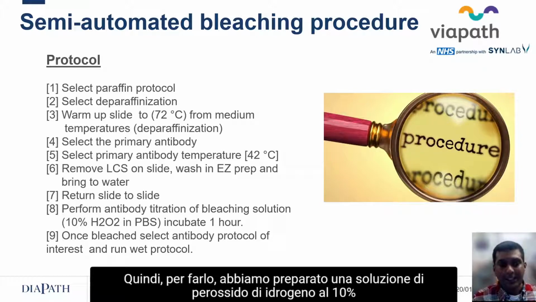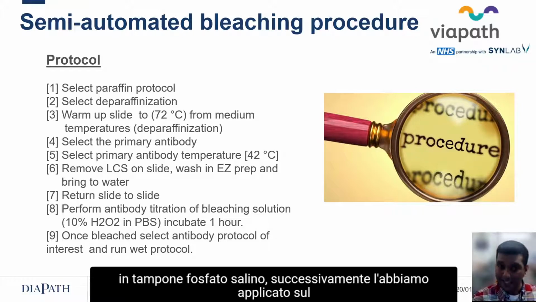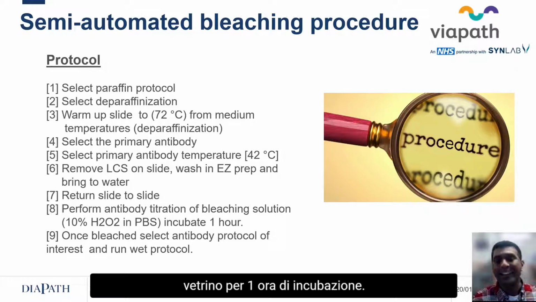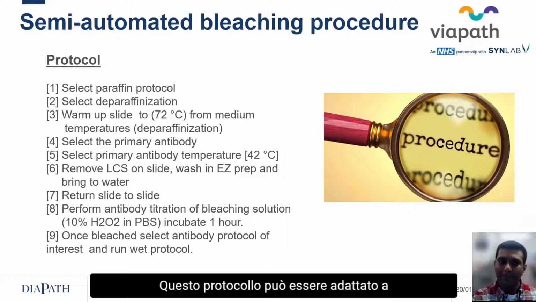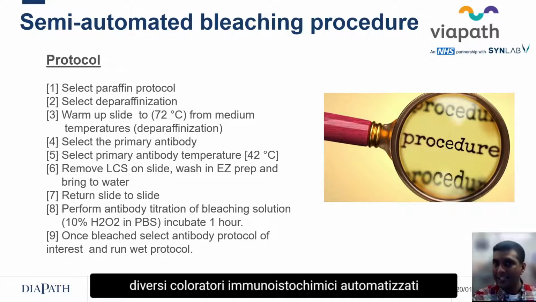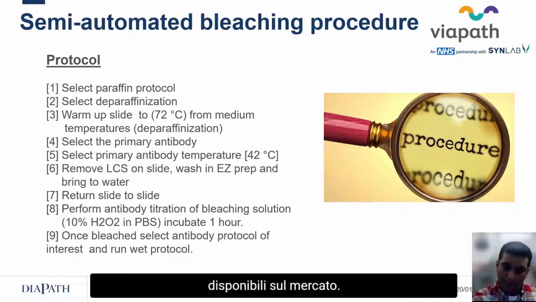So to do that, we made up 10% dilute hydrogen peroxide in phosphate buffered saline, and then we applied it onto the slide via titration and incubated it for 1 hour. And so this protocol can be adapted to a variety of different IHC automated machines that are available on the market.